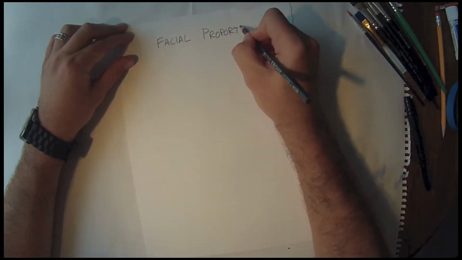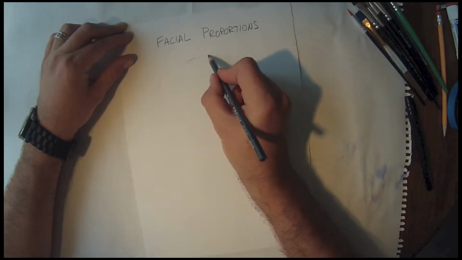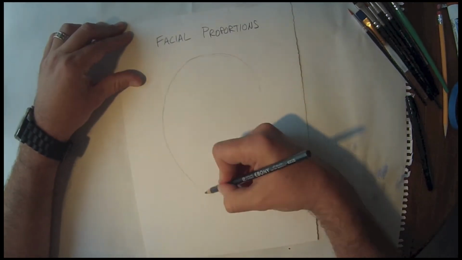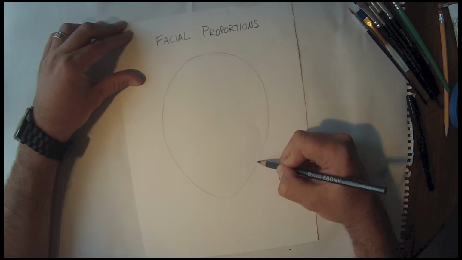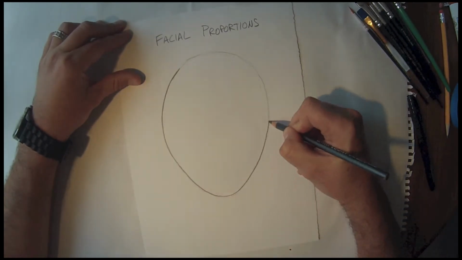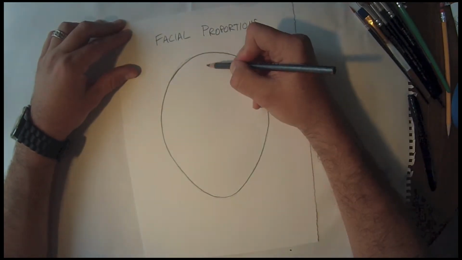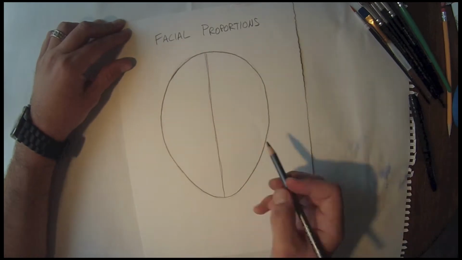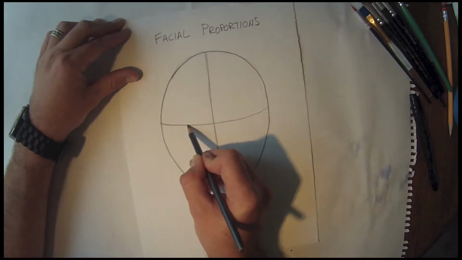To begin drawing a face, we're going to look at some universal facial proportions to help you map everything out. Start by drawing an oval. Make sure that you draw it nice and large so we can fit some detail into our face, and darken up that line once you're happy with it. Divide the face in half vertically and horizontally.